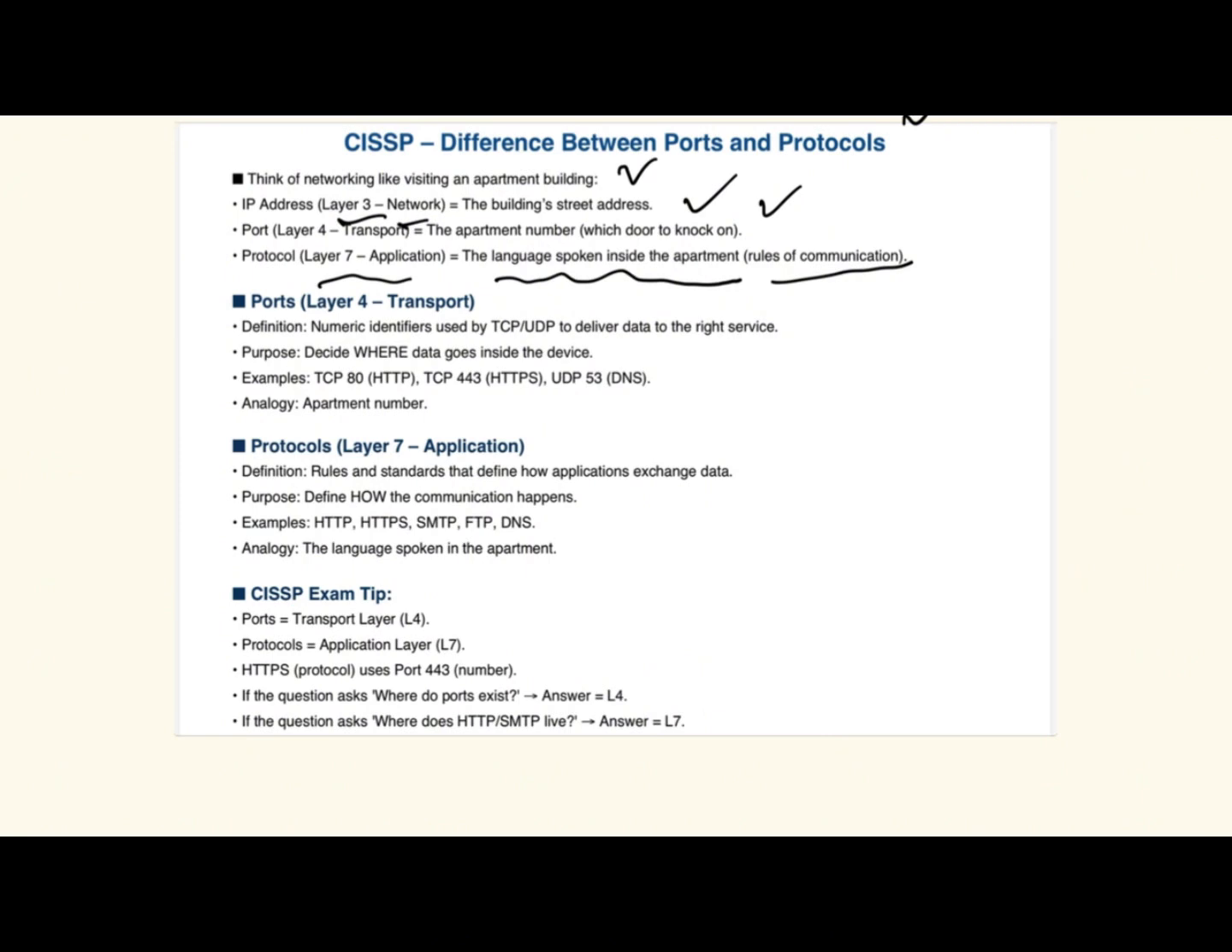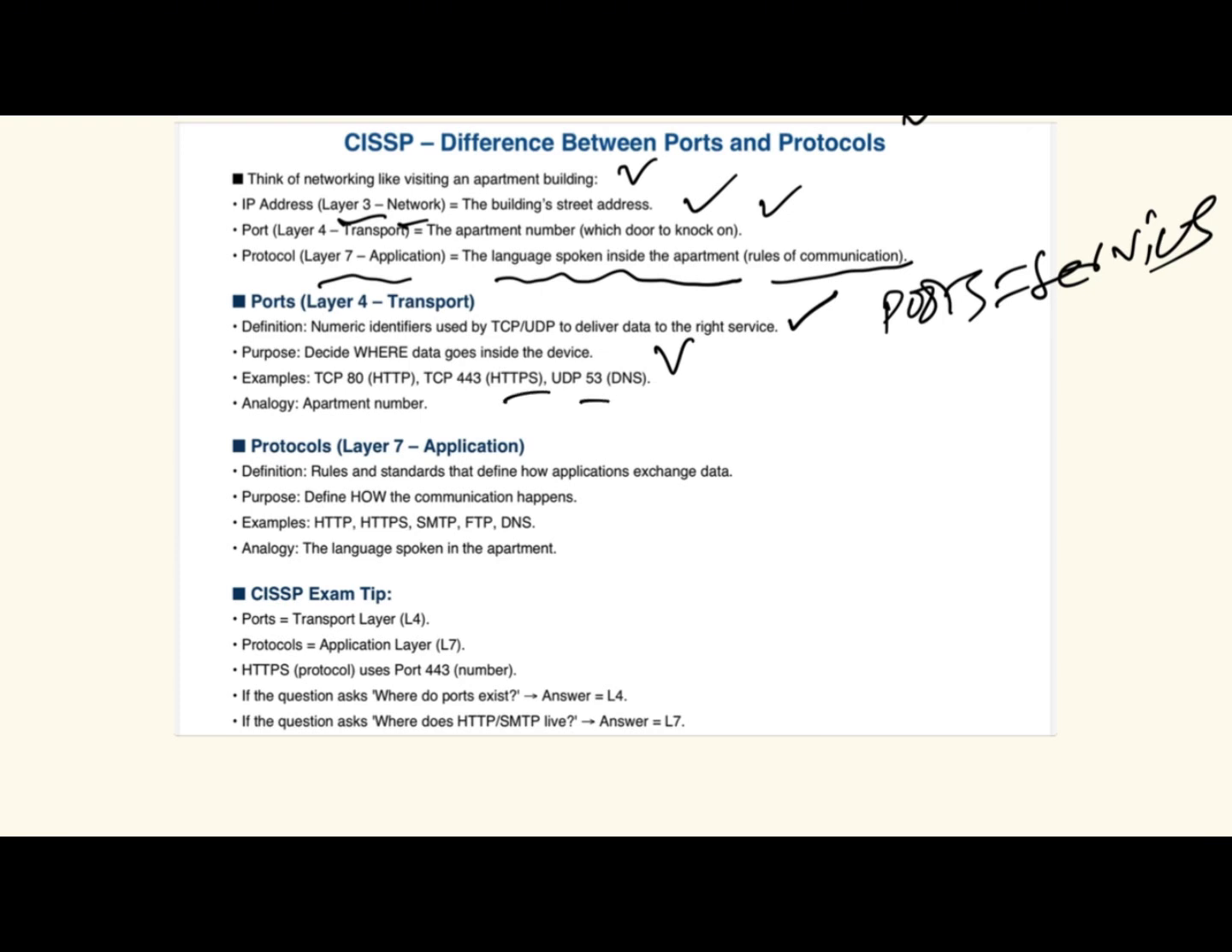So here the apartment number is which door needs to be knocked on. Definition, layer 4: numeric identifiers used by TCP and UDP to deliver data to the right services. So ports are services. Purpose: decide where data goes inside the device. For example, TCP 80 is HTTP, TCP 443 is HTTPS, UDP 53 is DNS, right?